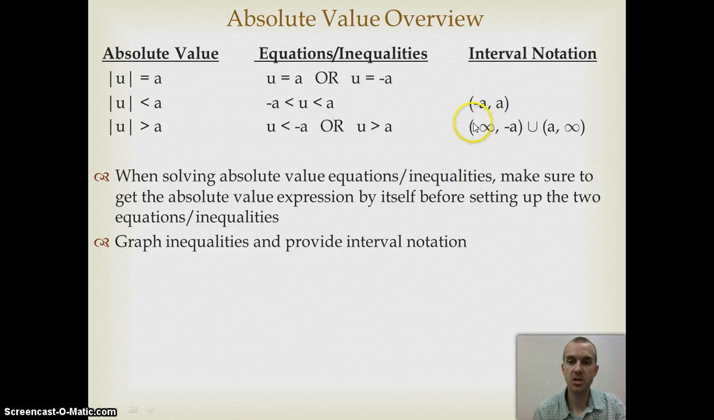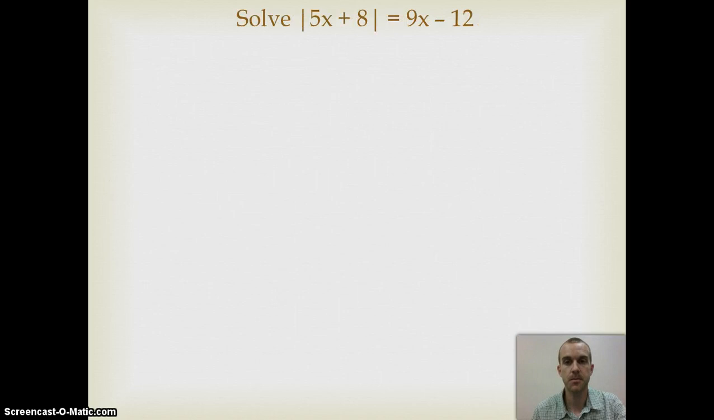With our interval notation, the OR gives us a new interval notation where we have the U in between, which is the union, because we have what happens when it's less than, what happens when it's greater than, and the solution is both of those. So being both of those gives us the U. When we want to solve absolute value equations and inequalities, we want to try to get the absolute value expression by itself and then set up two equations or inequalities, with the other side being set to the positive and the negative. And if we have inequalities, make sure to graph them and provide the interval notation.